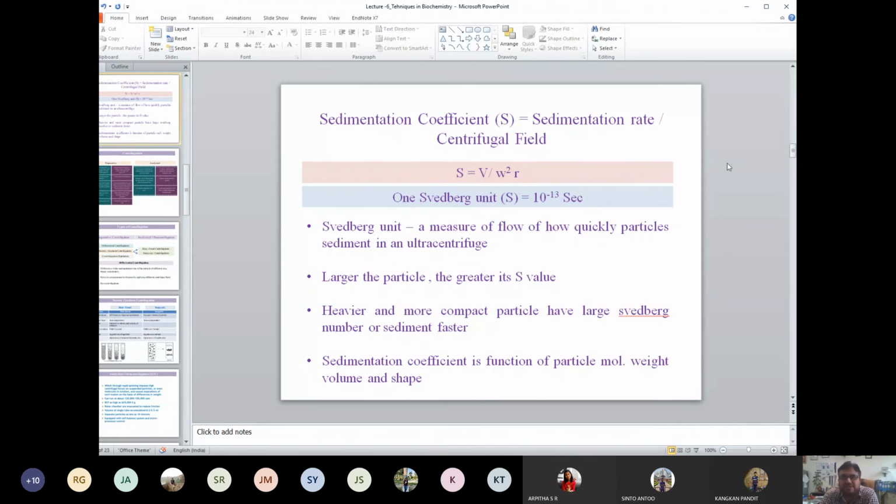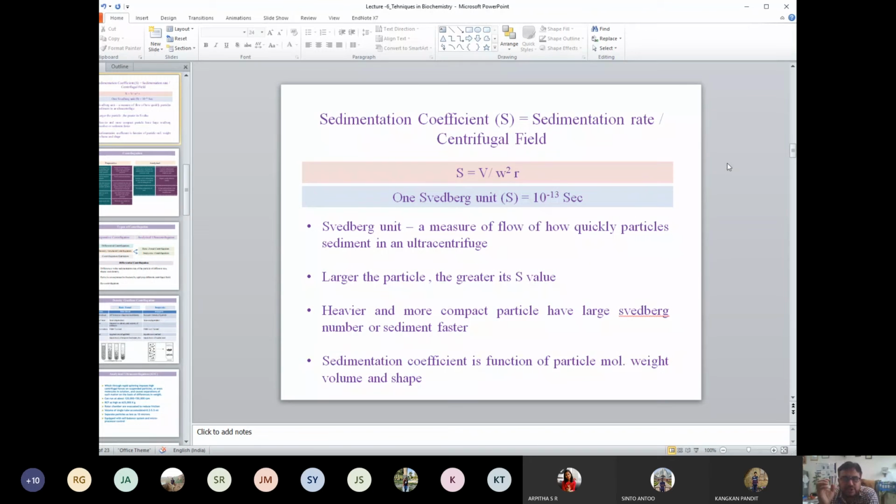So if we have to define the sedimentation coefficient, which is one term very popularly used in centrifugation, the sedimentation coefficient is defined as the ratio of sedimentation rate to the centrifugal field which you are going to provide. Let me repeat once. It is basically the ratio of sedimentation rate, which we have seen in earlier slides, and the centrifugal field which you are going to provide. It is also denoted as S, and the equation is S equal to V by omega square R.